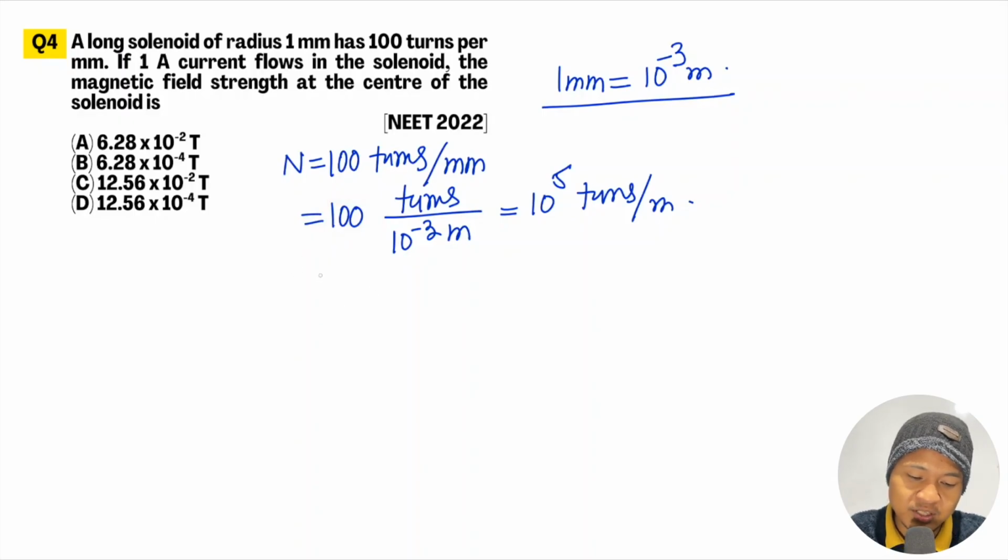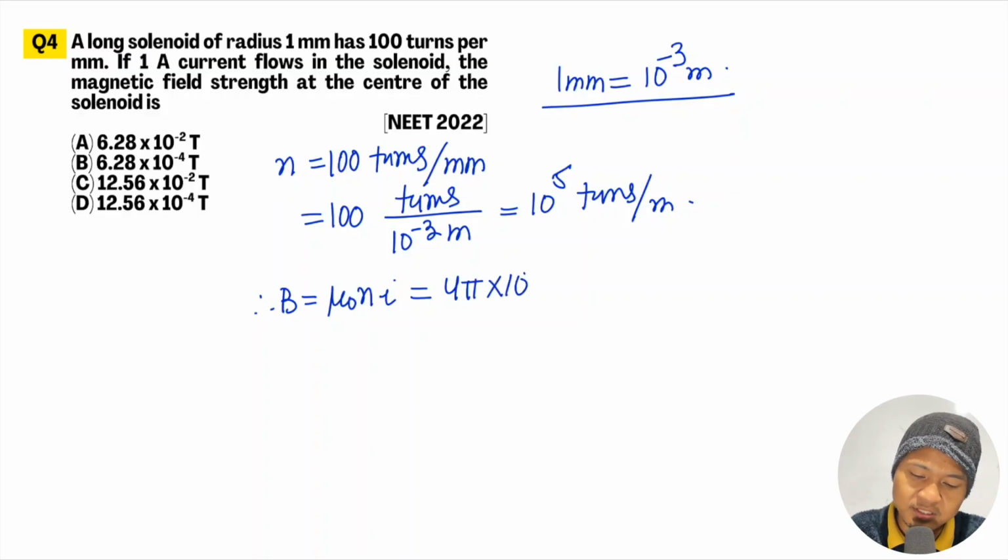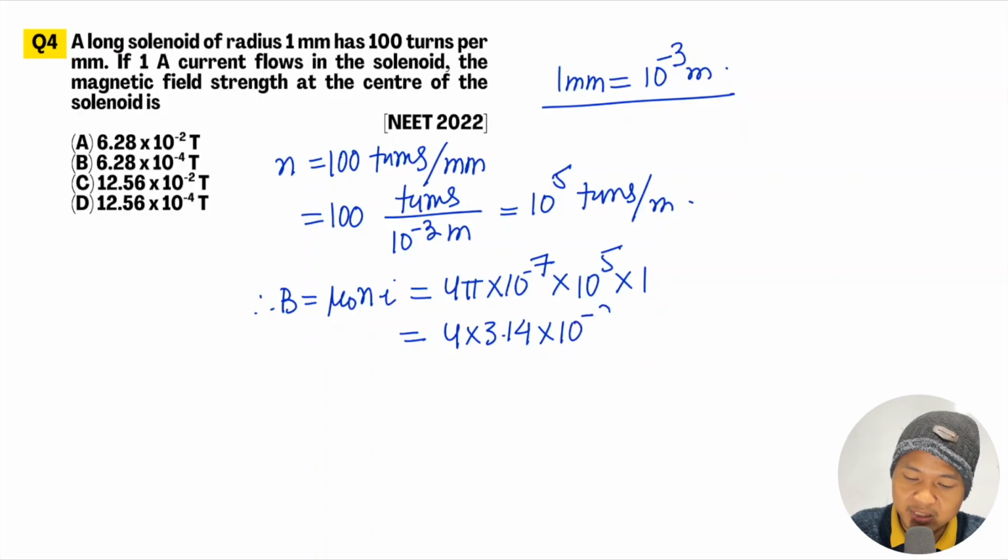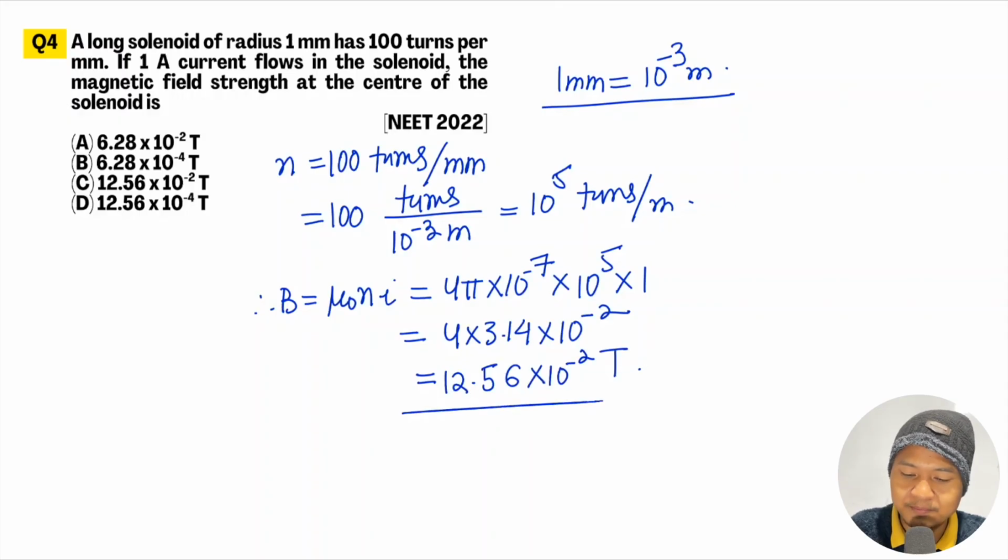The current is 1 ampere. So the magnetic field strength at the center: B is mu naught into n into I, where small n is what we wrote. Mu naught is 4 pi into 10 power minus 7, n is 10 power 5, and the current is 1. So 4 into pi, which is 3.14, into 10 power minus 2. 4 into 3.14 gives 12.56, so B is about 12.56 into 10 power minus 2 Tesla. Option C.